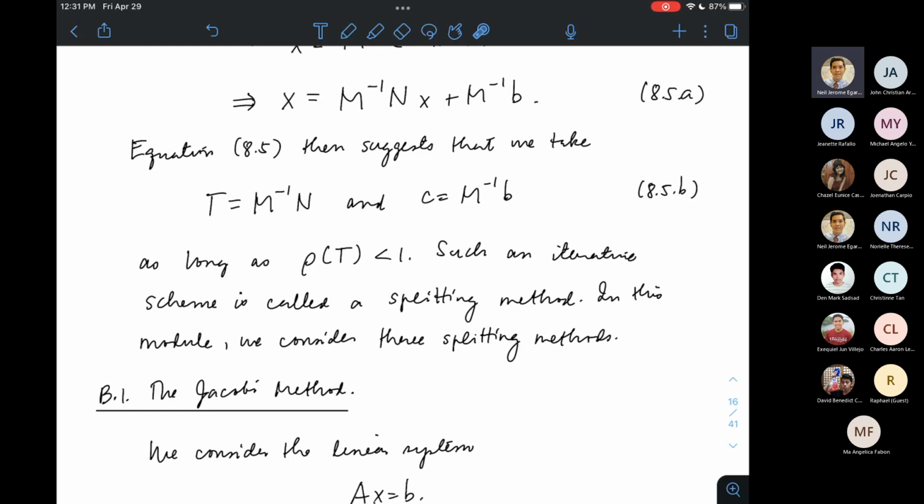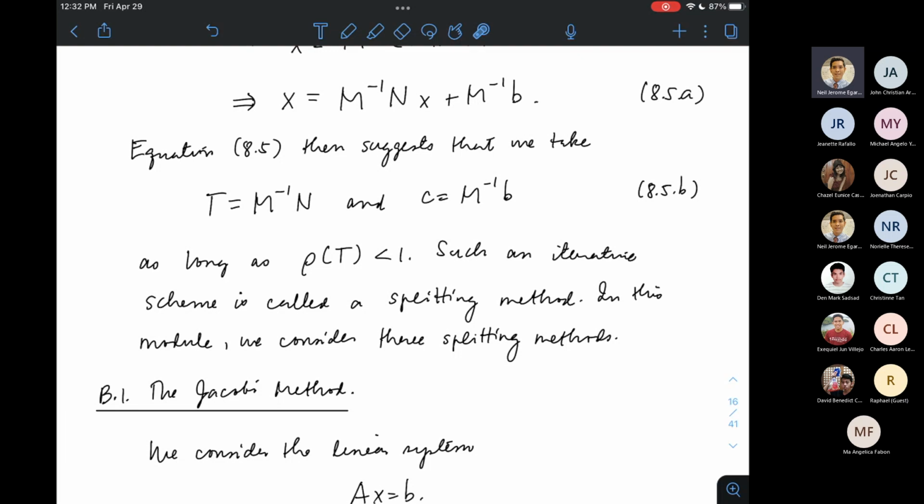So ngayon, ang titingnan natin, magpapakita ako sa inyo ng tatlong distinct na paraan kung paano piliin si M at saka si N. Kasi pag napili mo na yung splitting M comma N, mako-compute mo na si T at saka si c using 8.5b. Right? And then lagi lang nating i-double check or gusto natin na yung spectral radius ni T dapat less than 1 para mag-converge yung iterative scheme. Okay? So we have 3 methods on our plate right now. So ready na ba tayo para tingnan yun?